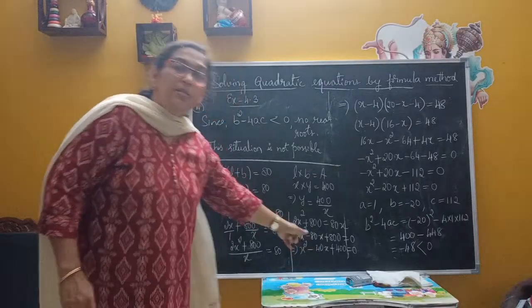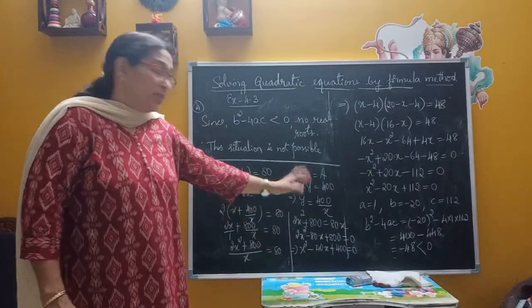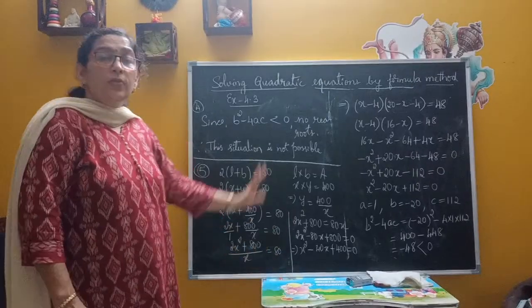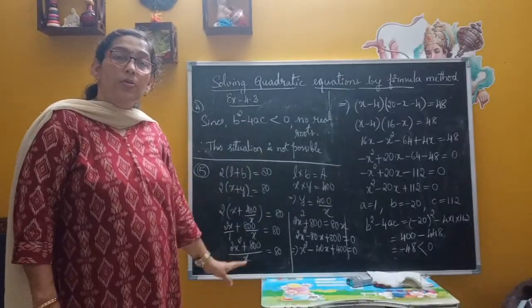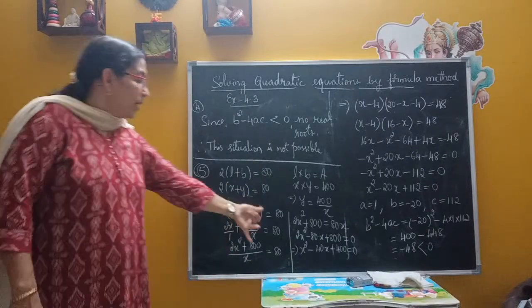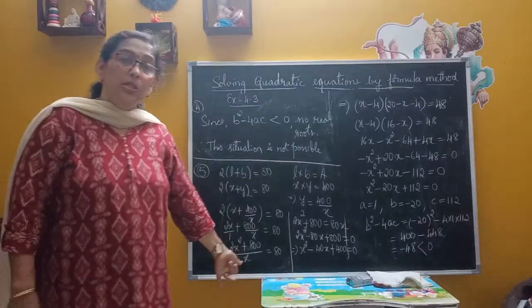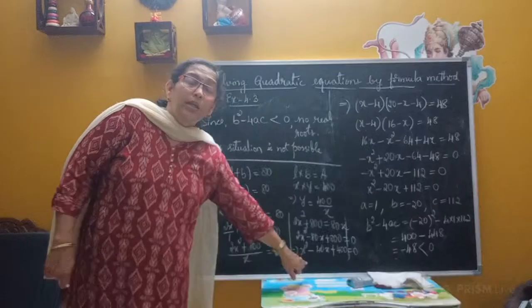If the discriminant is greater than 0, what do we get? You will get real roots. The situation is possible. Or if the discriminant is equal to 0, then we get two equal roots. In such case also the situation is possible. If you get a negative number, that is less than 0, then the situation is not possible. So you can continue with this problem.